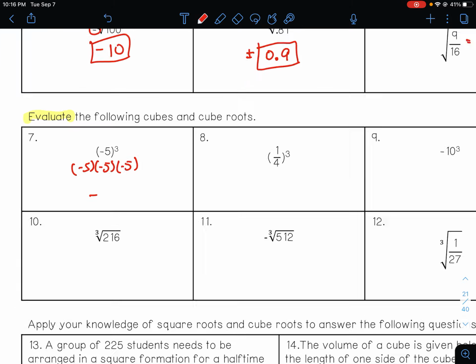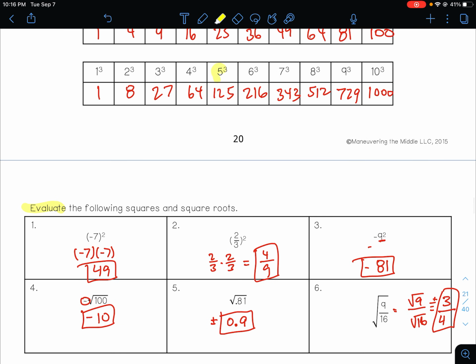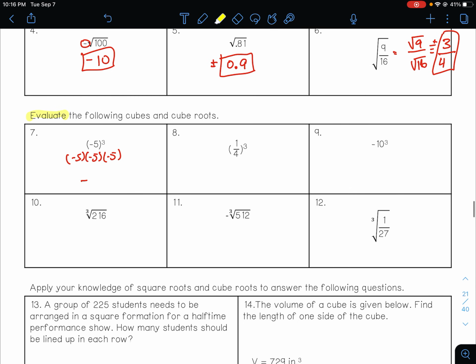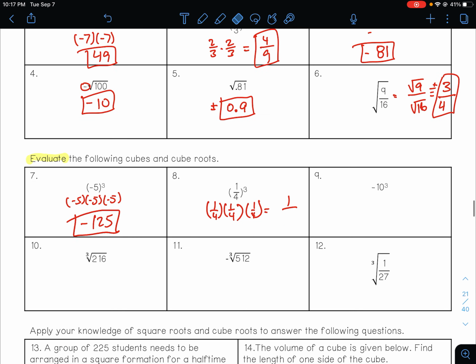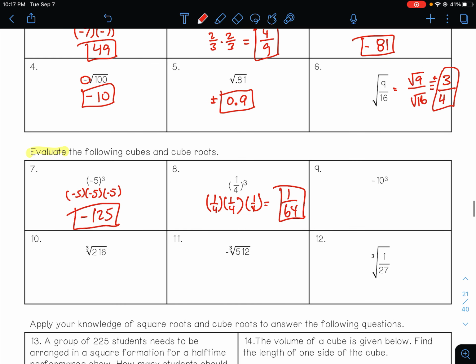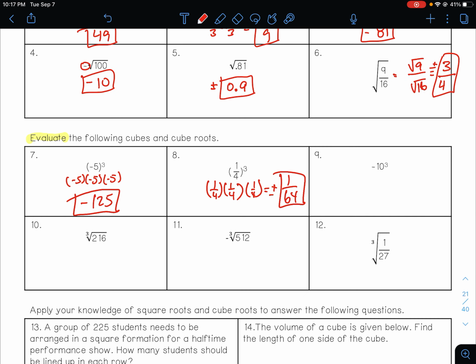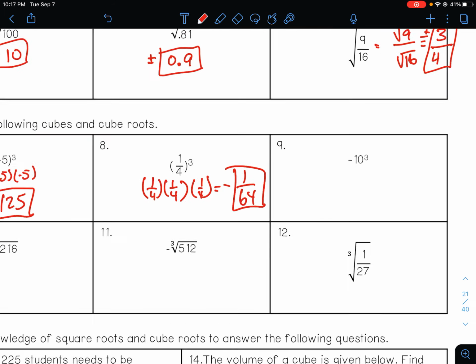And 5 times 5 times 5, if you don't remember, you can always check up here. Oh, look, it is. Look at that. 5 to the third is 125, so our answer is negative 125. 1/4 to the third, so we have 1/4 times 1/4 times 1/4. Well, I know 1 times 1 times 1 is 1. 4 times 4 times 4. Well, let's check up top. Oh, there it is. 64. 4 times 4 times 4 is 64, so 1/64. All right. Notice that I'm not saying it's plus minus 64 because that doesn't apply to cube roots. It only applies to square roots.